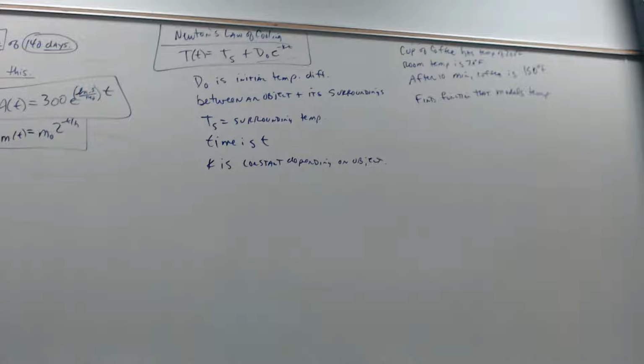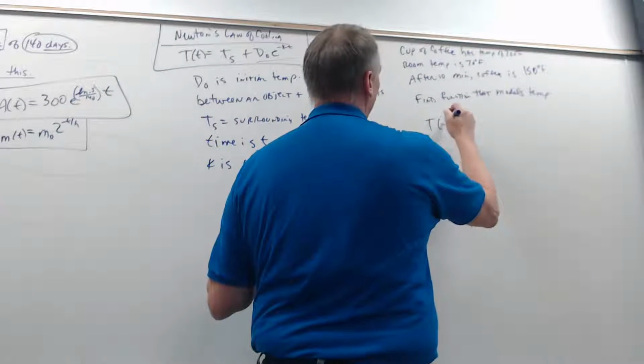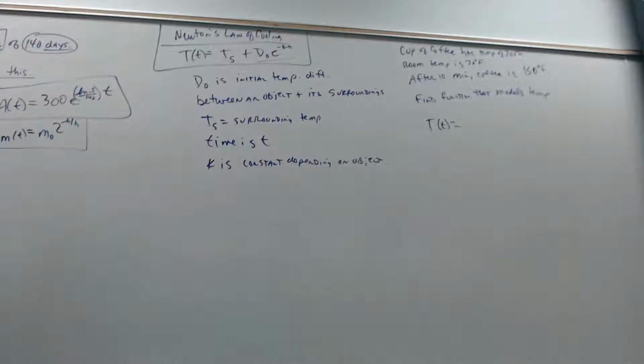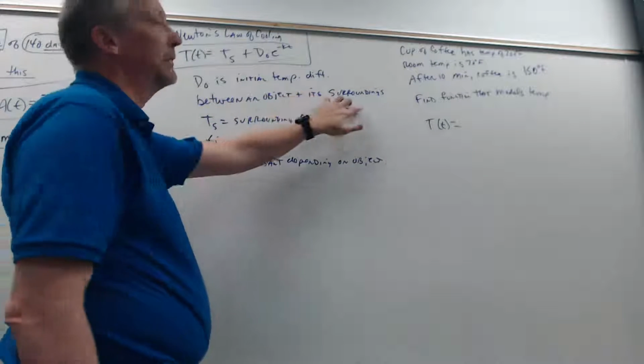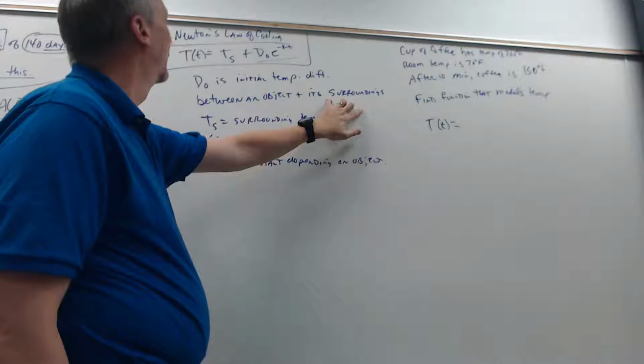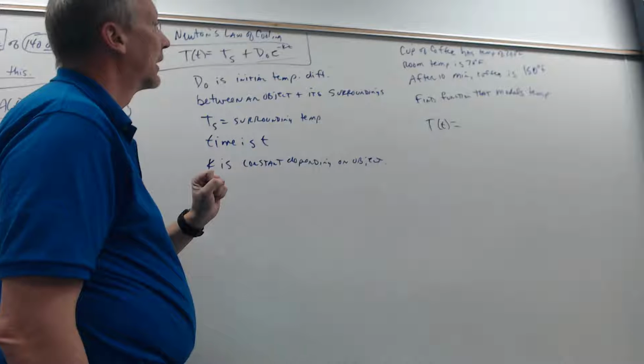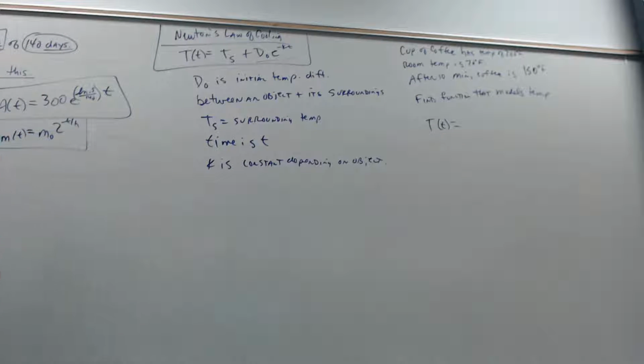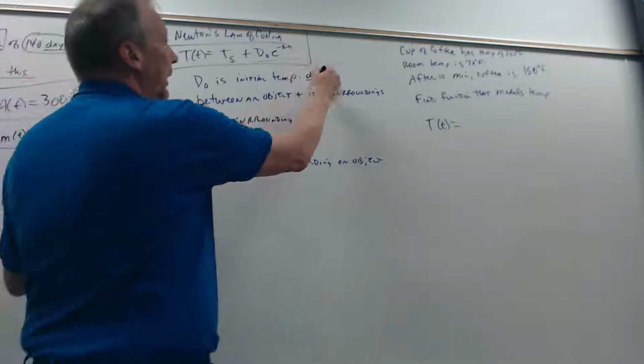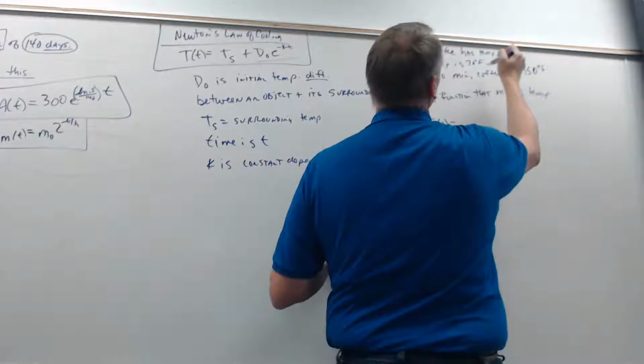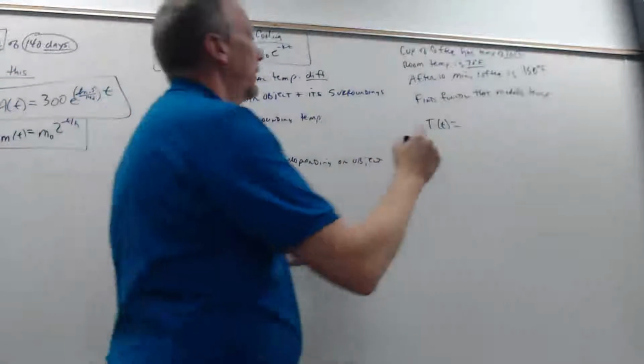All right, whose turn is it? Niels, it must be your turn. Let's do it. All right, so we're looking for T of t. It's going to be the surrounding temperature, so it's going to be 70. Then the other term is the difference between the object and its surroundings. So would we not plug in 70 for T sub s? You would not plug in 70 there. It's the difference between the object and the surroundings. The object is 200, the room temperature is 70, so 130.